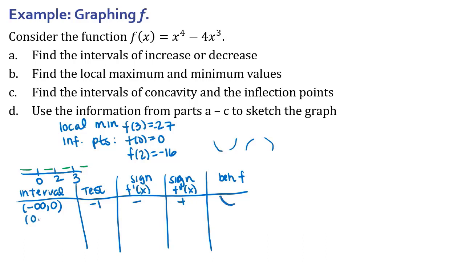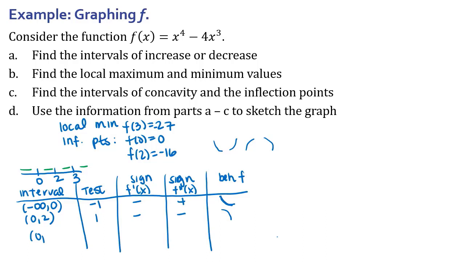Okay, next interval from 0 to 2. So we found from 0 to 2, when we were finding the intervals of increasing or decreasing, we actually used a test point of 1. And we found that the first derivative was negative there. When we tested that same test point for the second derivative test, we found that the second derivative was negative. So this is going to be a decreasing function that's concave down. So it's going to look like this.